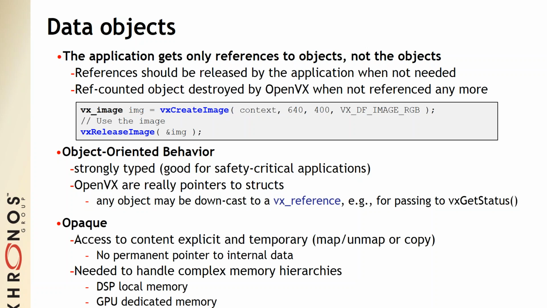And the third point is that OpenVX objects are opaque, and access to the data content is explicit and temporary. The application first has to get access to the data, then it can use it, and finally commit it. This gives OpenVX the freedom to store the data in DSP local memory or dedicated GPU memory. It can do whatever optimization it needs under the hood, and the implementation has a lot of flexibility because of this opaqueness. It also makes the code more functionally portable across various implementations.